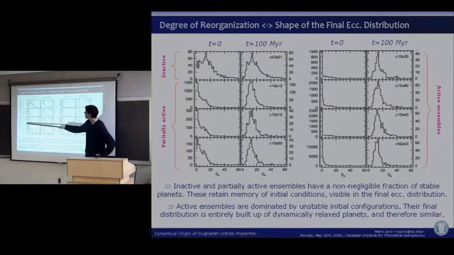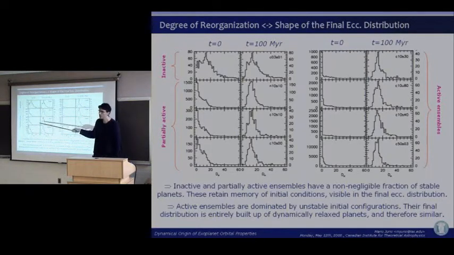But take a look at the partially active systems. So partially active systems have already started with a peak that is approximately at the same place where this final peak is. So in their initial conditions, they already had planets that were here, and they had a fraction of planets that were on lower separations. These planets, these systems that were on lower hill separations, got cleared out, got reorganized, and moved to this peak, just as it happens with the active ensembles.